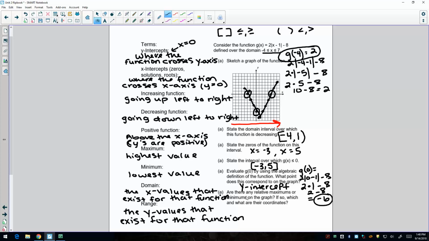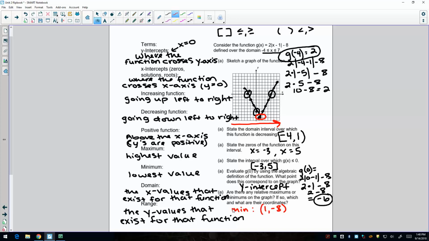Okay, the last one says, are there any relative maximums or minimums on the graph? If so, which and what are their coordinates? So there is a relative minimum right here. That is the lowest point on our graph. It is where the graph turns around from going down to then up. So that point right there has a coordinate of 1, -8. And that is our minimum. So let's label that as a minimum.